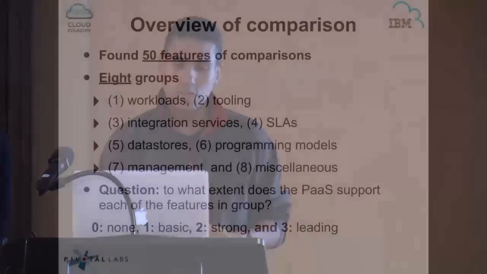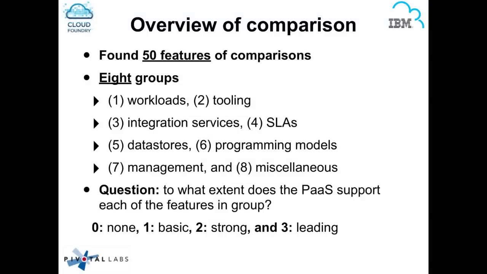So first thing is, what's the overview of the comparison? We scaled from something like 35 different features when we first did this at IBM to about 50 with James's help. And what we did also is divide those 50 feature points into 8 groups. The groups are things like workloads, tooling, integration services, SLAs, data stores, programming model, management, and miscellaneous. So things that don't fit, you just group them together.